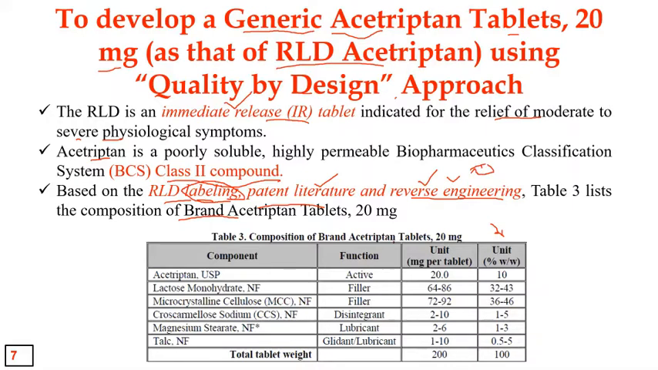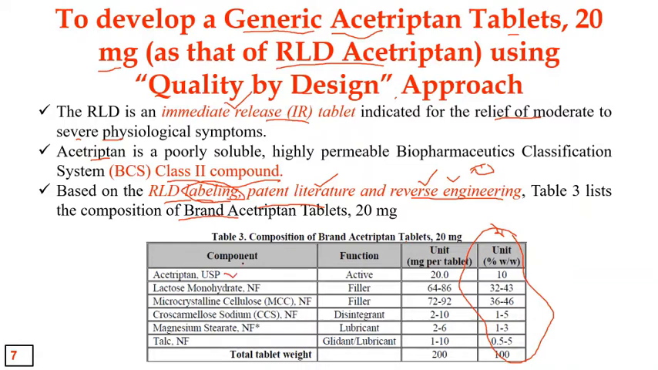From that, the company made a tentative tablet, a tentative formula like this, to further proceed to the development of QbD-based acetyltryptan. In that you can see the composition. You remember this composition throughout the 100 slides. Otherwise, when you go deep inside, you'll forget the composition, and it leads to a lot of confusion.